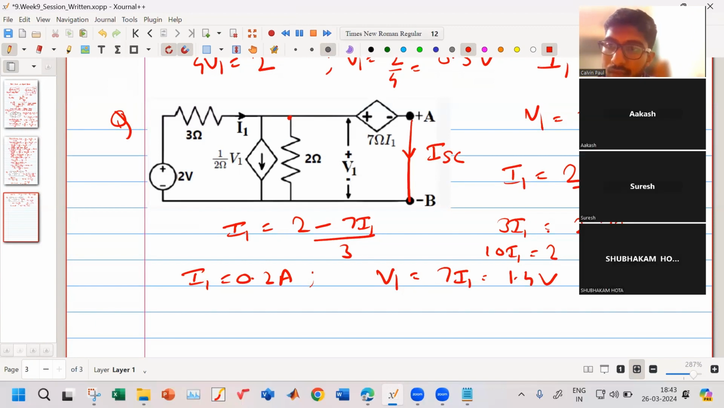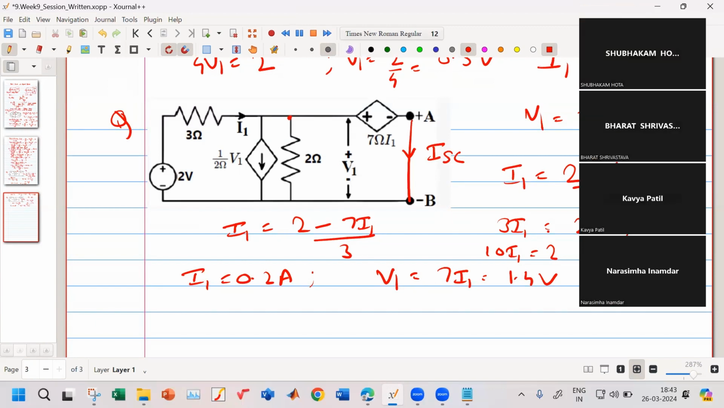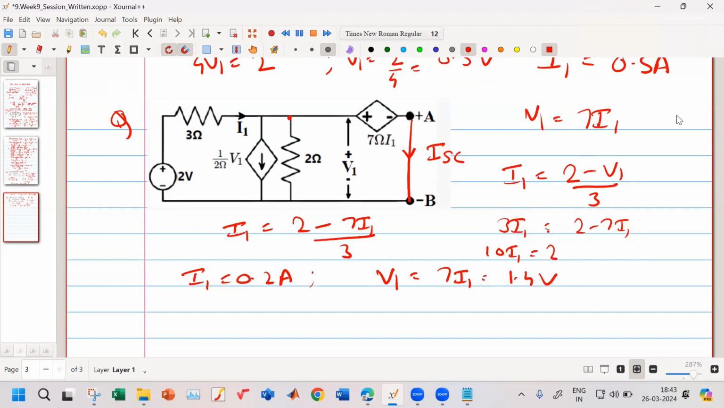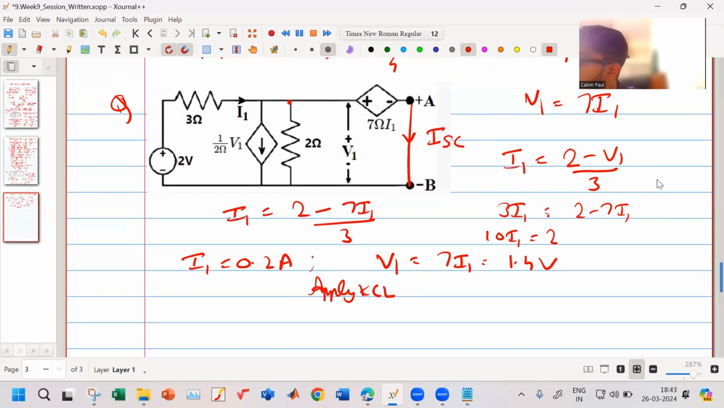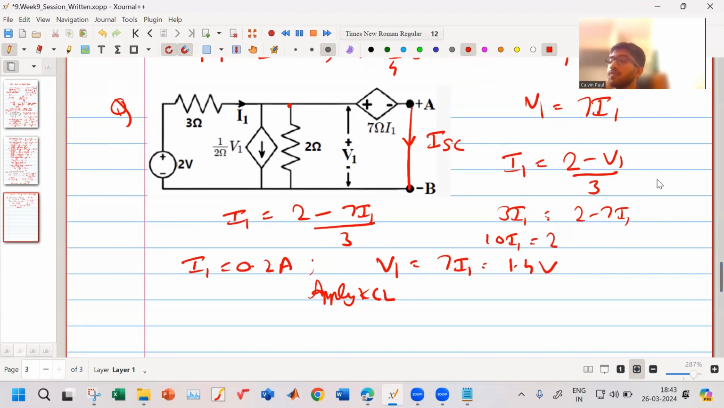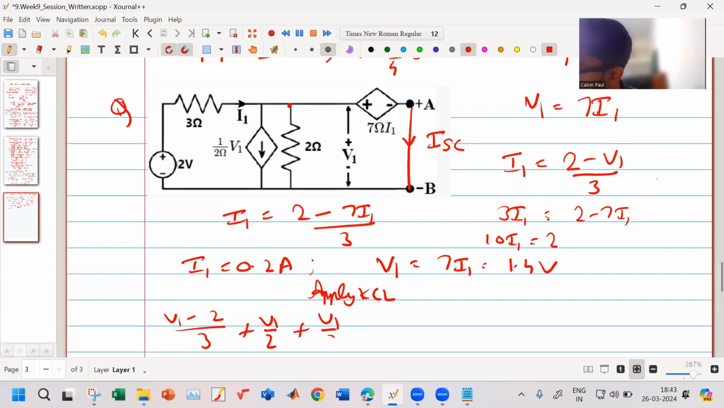What happened? Suresh, Sir, applying KCL, where I'll apply KCL? Across the node V1. So we'll apply KCL then. What will be the equation then? V1 minus 2 by 3 plus V1 by 2 plus ISC is equal to 0.